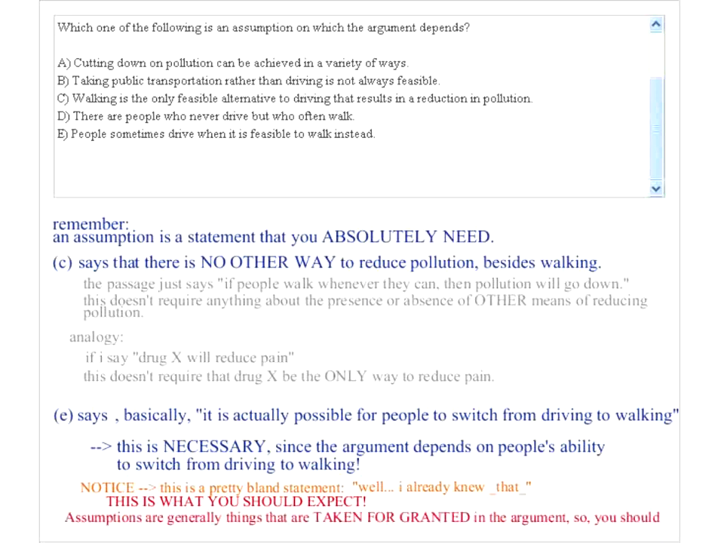So you should not expect them to be terribly interesting or controversial claims. Just make sure you're looking for statements that are very bland and not very extreme. On the other hand, if you have a problem where you're trying to strengthen or weaken the argument, then ironically, the stronger the statement is, the better it is potentially as a strengthener or weakener. Here, the weaker the statement is, the more likely it is to be an assumption.